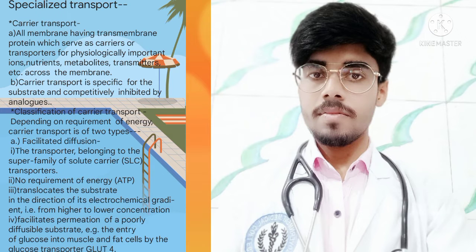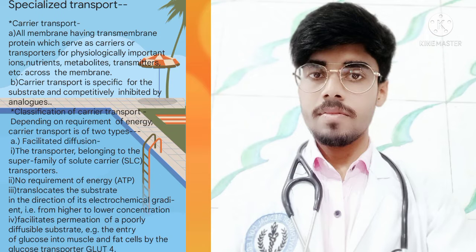Firstly, the specialized transport. The specialized transport is subdivided into two types of transport. First is carrier transport, and the second is vesicular transport. So, firstly, we'll discuss the carrier transport. As you see on your screen, all membranes have transmembrane proteins, which serve as carriers or transporters for the physiologically important ions, nutrients, metabolites, and transmitters etc. across the membrane, right?